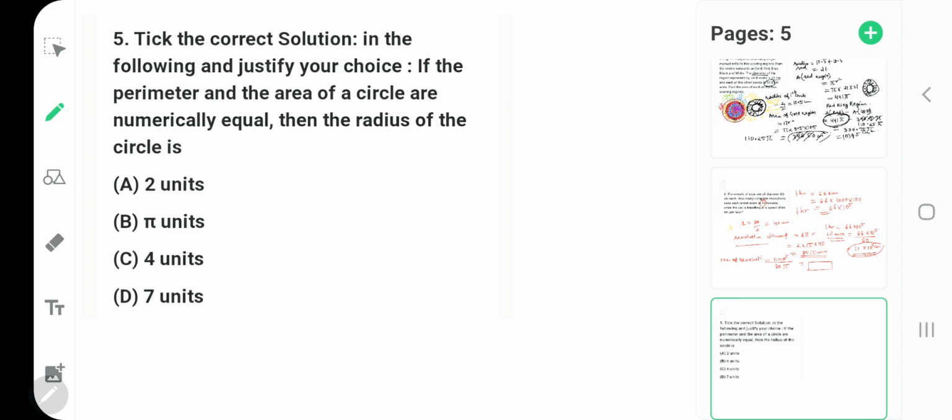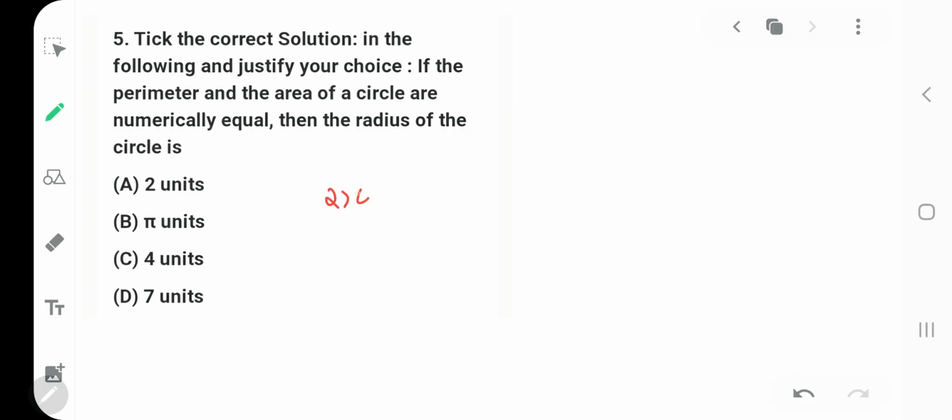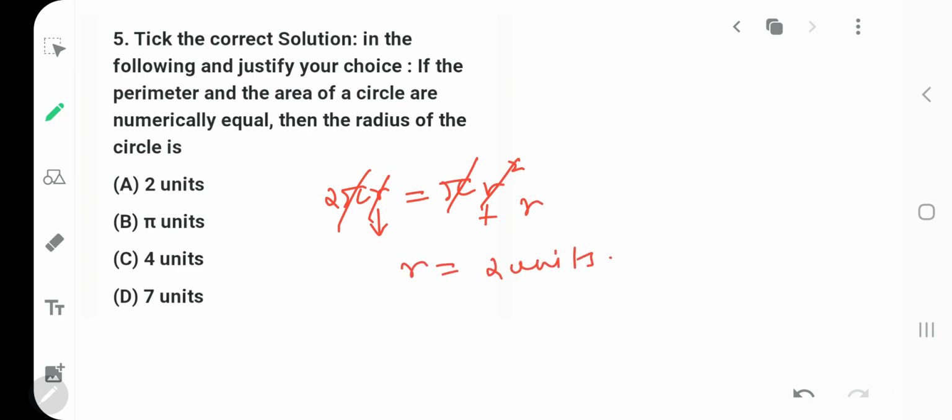Now area of circle and perimeter is equal. So perimeter, if I am taking 2 pi r, it is equal to pi r square. It is given in the problem. So in that way, if I cancel pi, here it is r once, here r twice. I can cancel one r, so one r will be remaining here. So r is equal to 2 units. So my answer is 2 units.